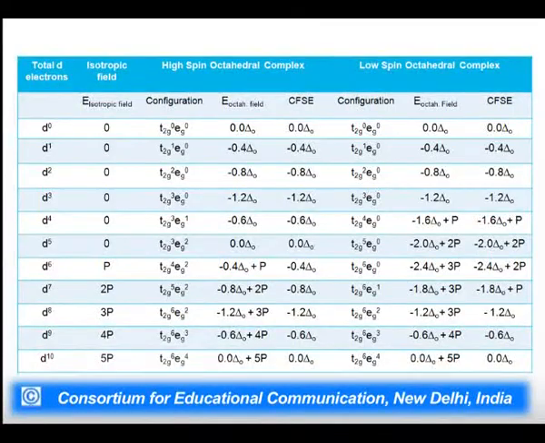So, this slide shows you the CFSE for all the configurations from d0 to d10, both in the high spin case as well as in the low spin case. What we see when we analyze both the CFSEs is that the CFSE in the low spin case is generally equal to or more than that of the high spin case.